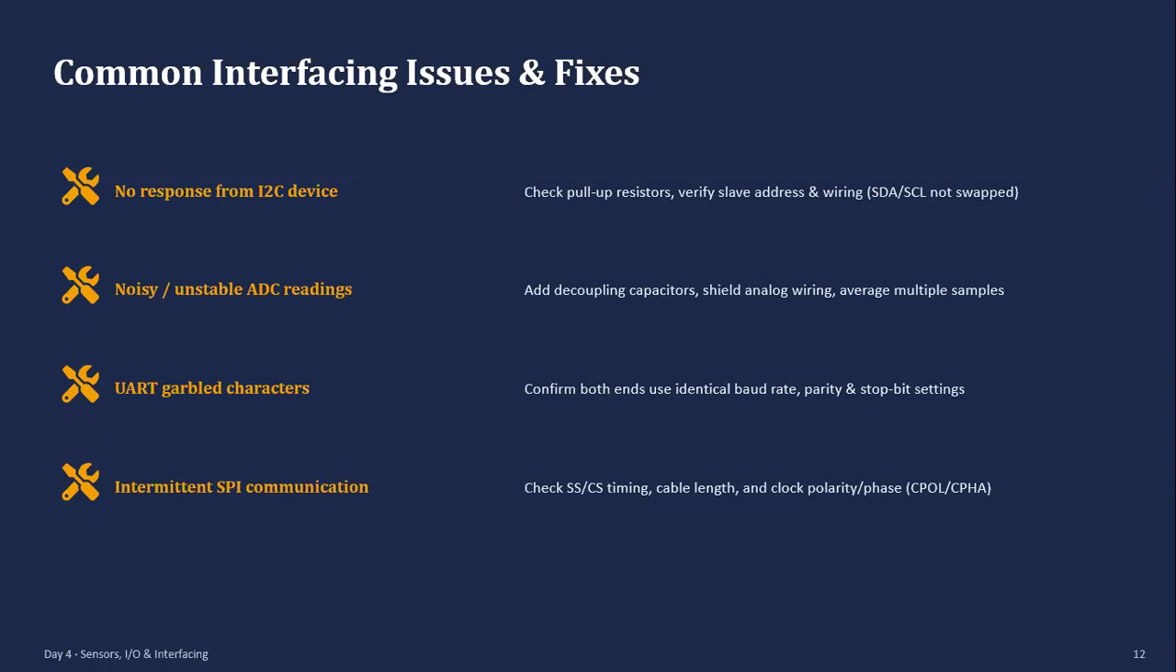If ADC readings fluctuate, improve grounding, shielding, and signal filtering. For universal asynchronous receiver transmitter communication errors, ensure both devices use identical baud rate settings. In SPI, serial peripheral interface communication, carefully verify the clock polarity, phase, and chip select timing. A structured troubleshooting approach greatly reduces debugging time.